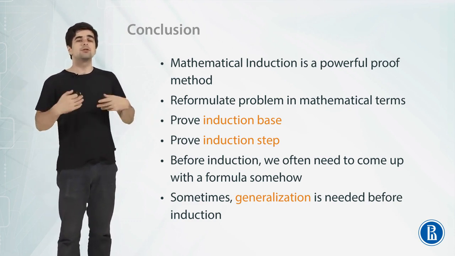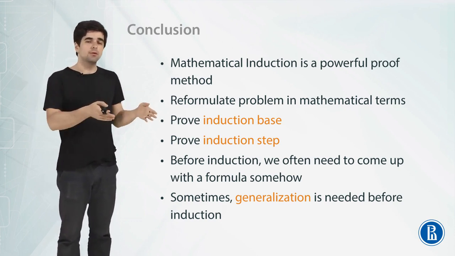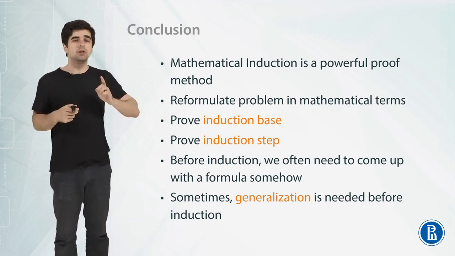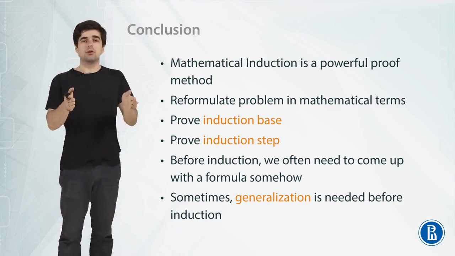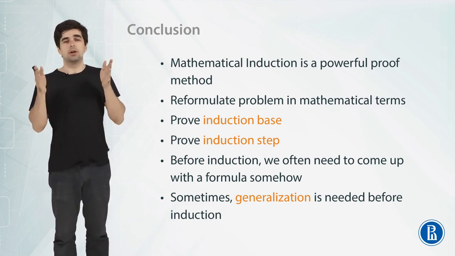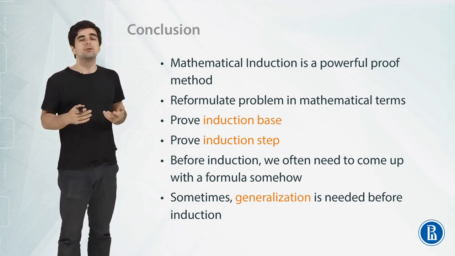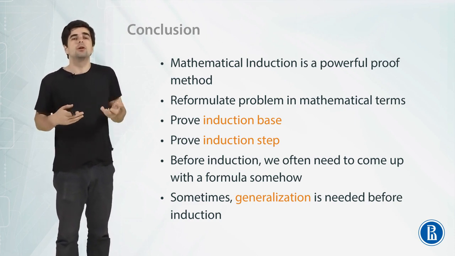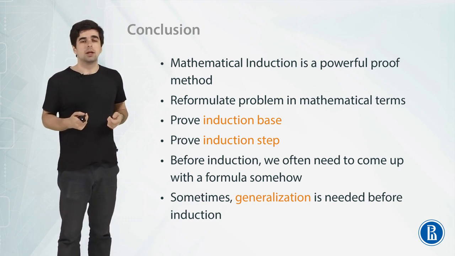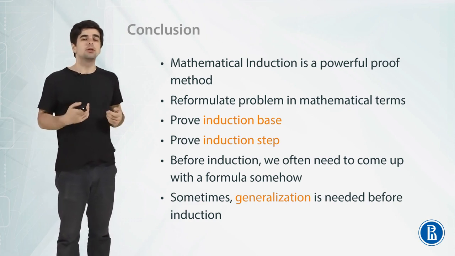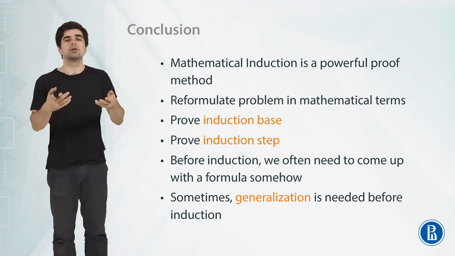But sometimes we need to apply a strong induction or complete induction, when we use the induction step from several values of n to n plus 1. And in this case, we need to remember to also prove the induction base for the corresponding number of smallest values of n, not just for one, but for as many as we use in the induction step. Also, sometimes before induction, we often need to come up with the formula somehow first before proving this formula. We saw this example in the Gauss teacher's problem. And also, as we saw in this last lecture, we sometimes need to generalize our problem before we can see that induction can be applied.